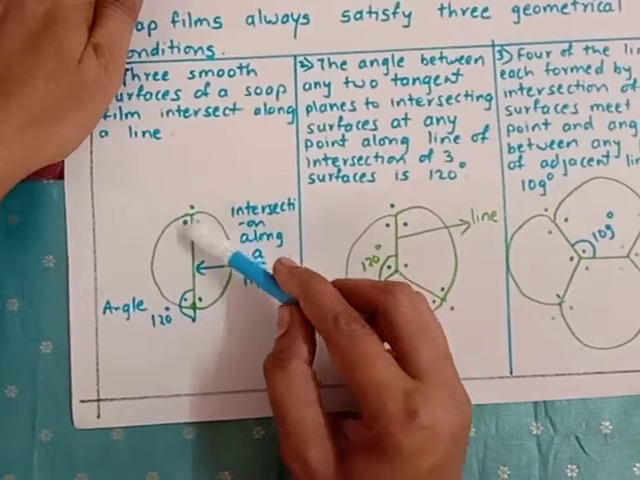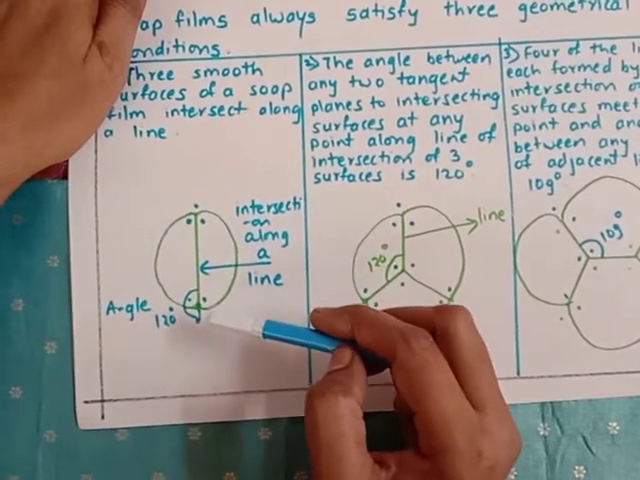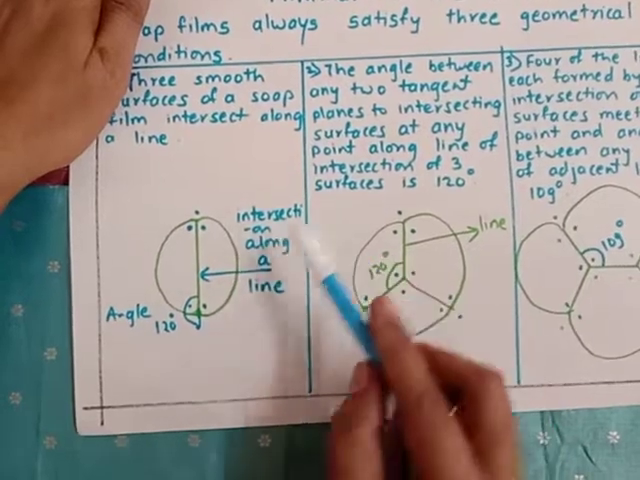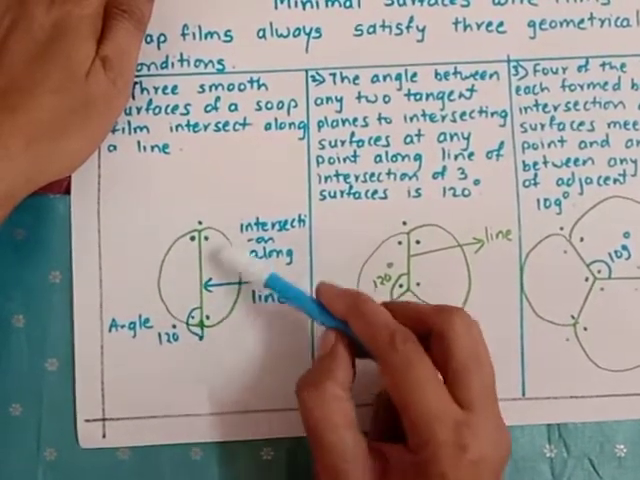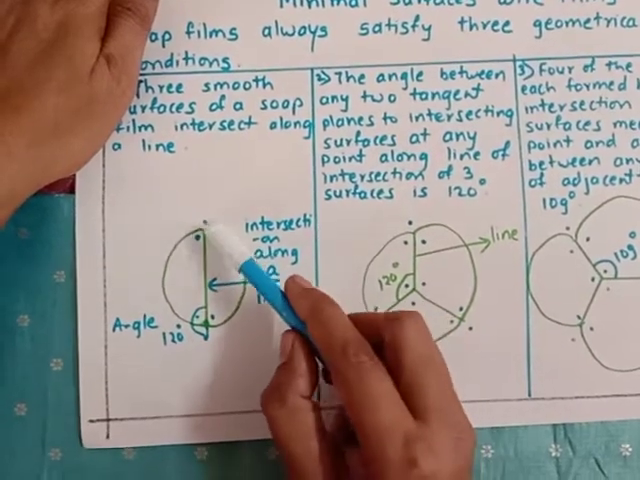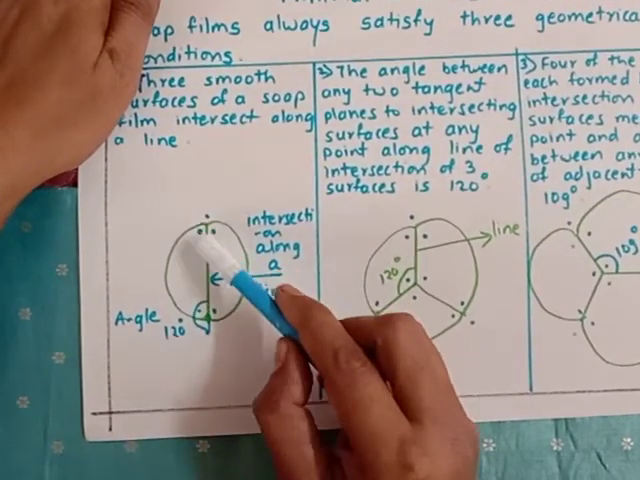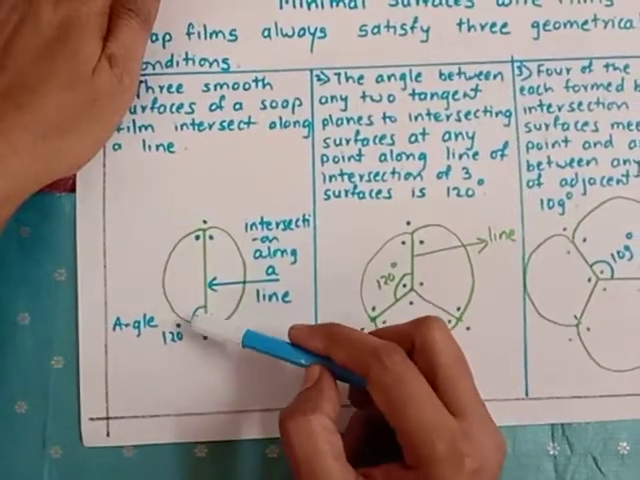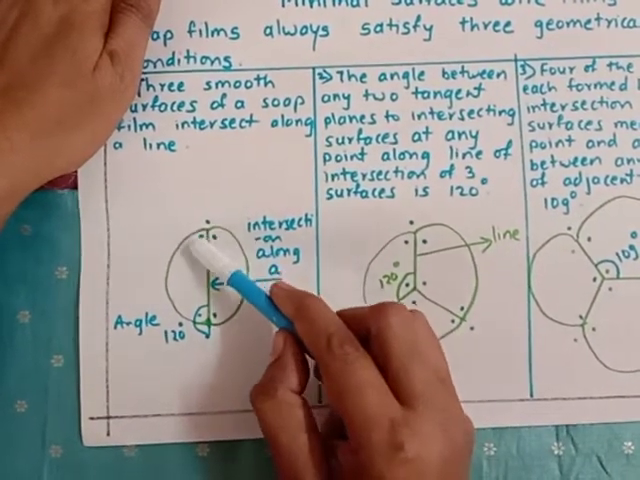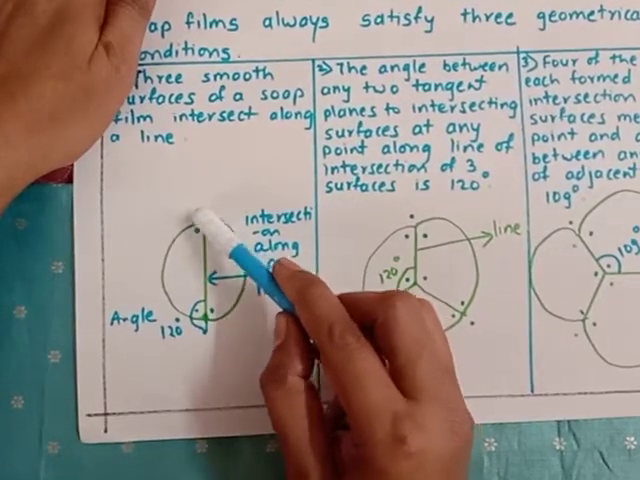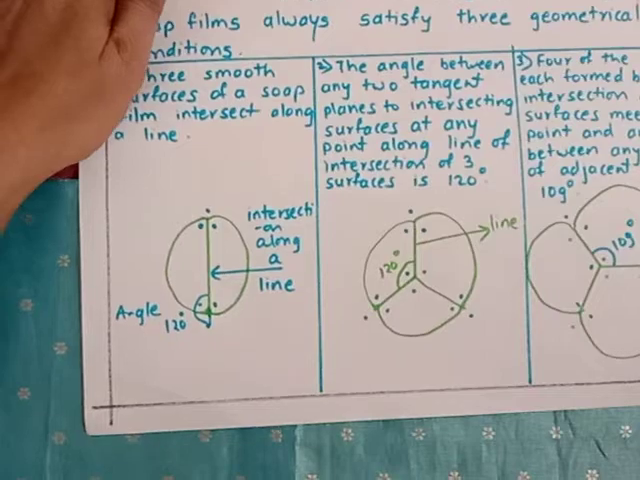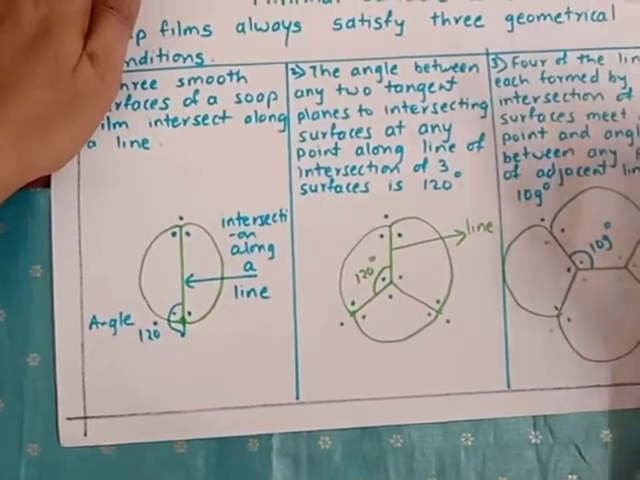We have seen this in the previous films. Suppose this is one surface, this is another surface, they will always intersect along a line. And if you look at the angle between the intersecting surfaces, the angle is always 120 degrees. Okay, so if you consider this angle or this angle or this angle, that is around 120 degrees.